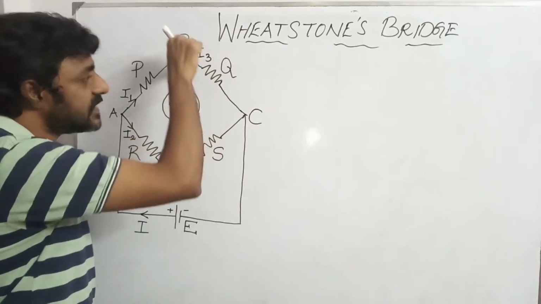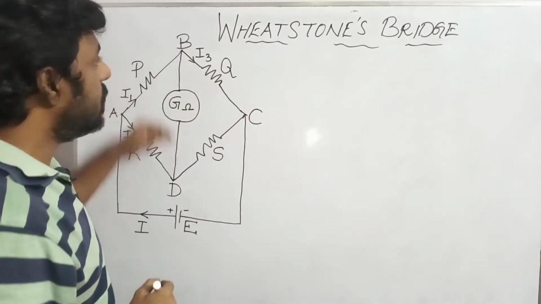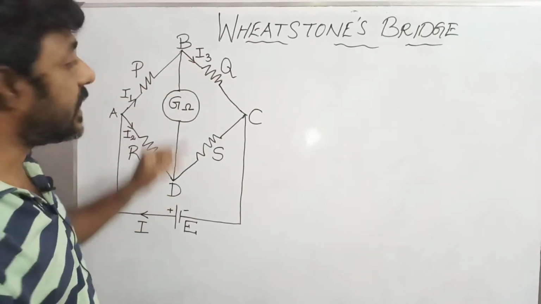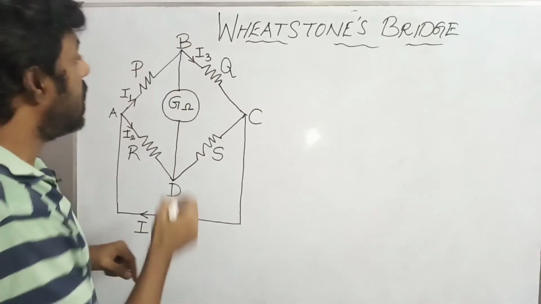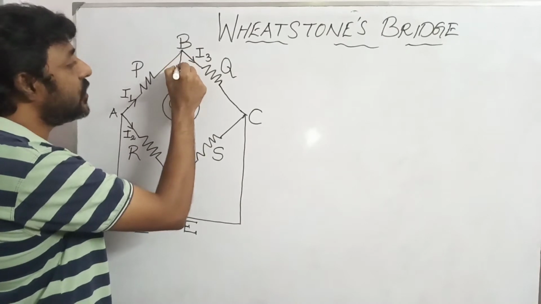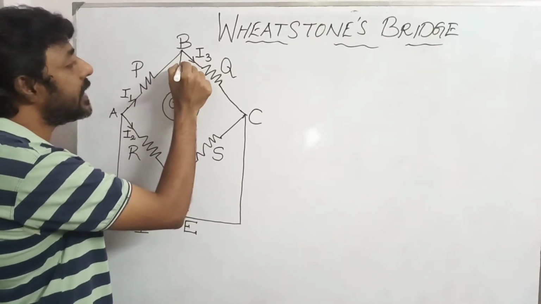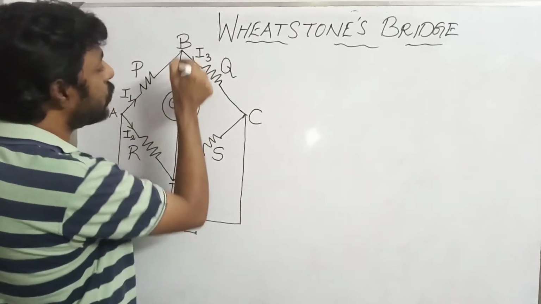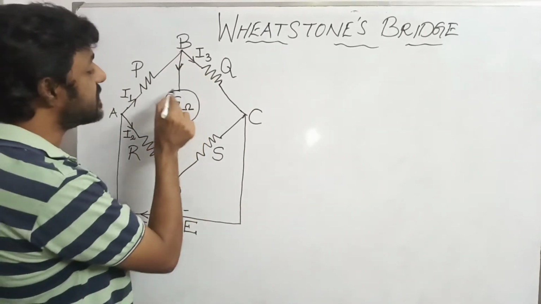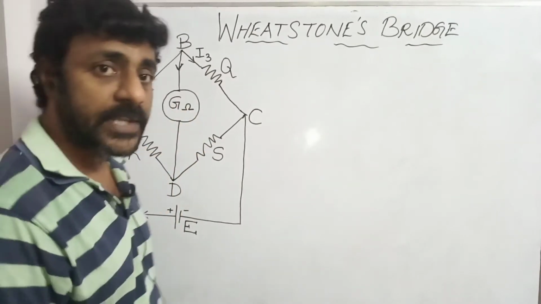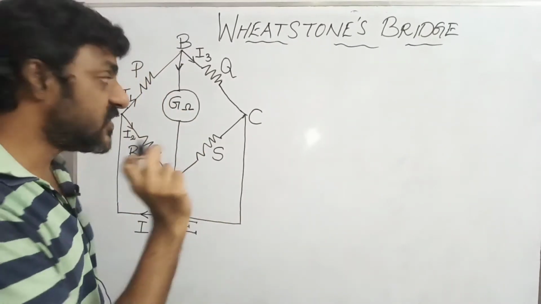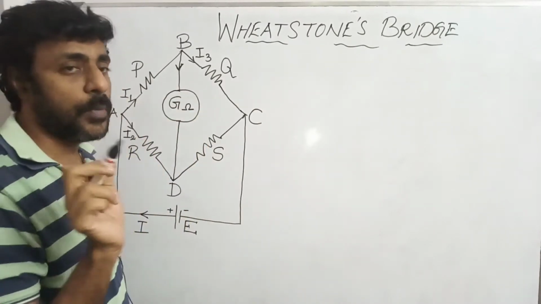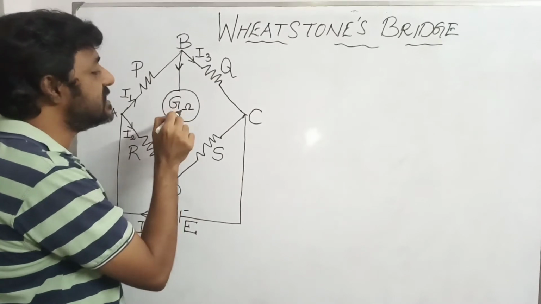I3 is a current which passes through the branch BC through a resistor Q, and another current flows through a galvanometer of resistance G ohms. Let us assume the resistance value of this galvanometer be G. The unit of resistance is ohms, so I am putting it as G ohms.